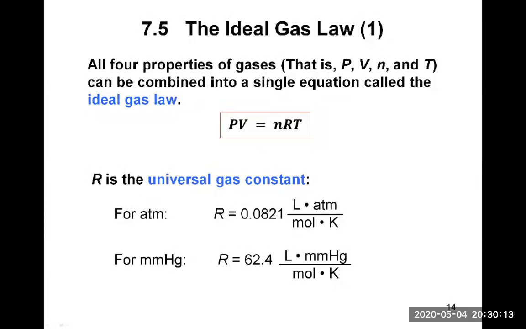So this video will go over section 7.5 on the ideal gas law. All four properties of gases, which are pressure, volume, number of moles, and temperature, can be combined into a single equation called the ideal gas law. The formula is P times V equals n times R times T. You recognize pressure times volume, and on the right side, the number of moles times R times the temperature.